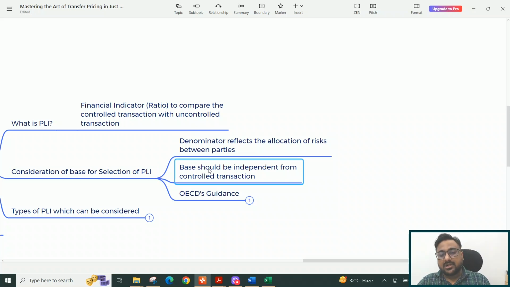Then the next consideration is that the base should be independent from the controlled transaction, correct? If you have purchased goods from your associate enterprise, then technically we will take an independent denominator, that is the sale part. So your operating revenue will be the denominator, not your operating cost. This could be the scenario where you have purchased the goods. Now in case of sale of services to your AE, in that case you will generally use OP by OC, that is operating profit by operating cost. So these are two considerations.